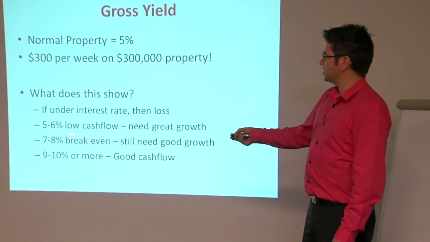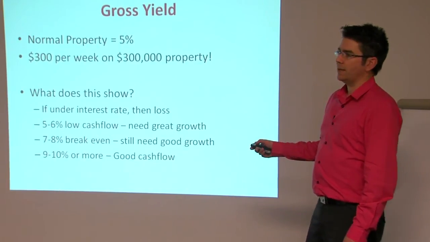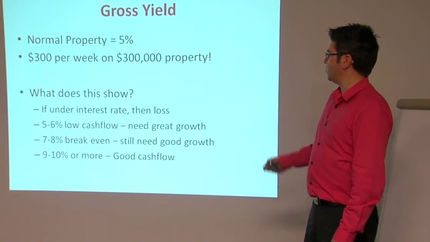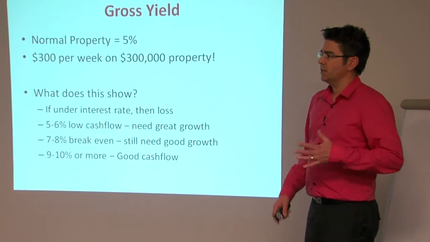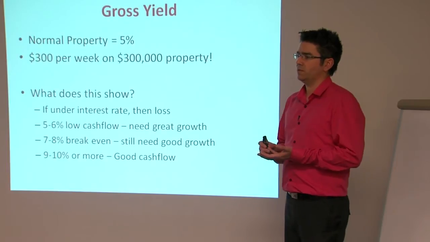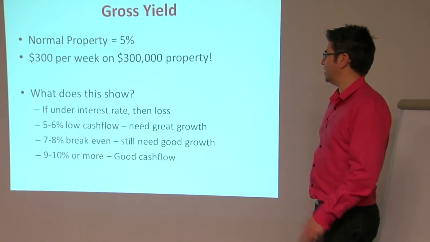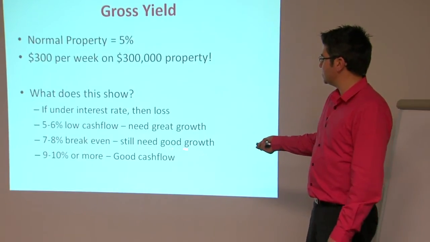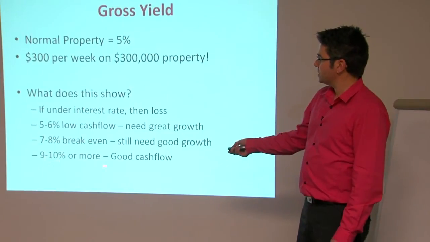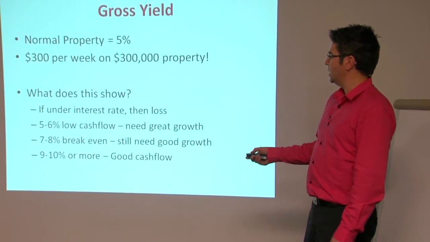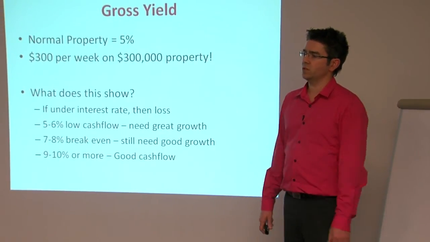If it's 5 to 6% gross yield, it means it's low cash flow. To make that equation work, you really need great growth. If it's 7 to 8%, it's sort of around break even. That's going to pay the interest when it's around 5.5%. It's going to pay your rates, it's going to pay your insurance, it's going to pay your other costs. But you still need some good growth to really make that property work for you. 9 to 10% or better gross yield means it's going to be good cash flow. It's going to pay for all your expenses and give you a little bit of surplus as well.